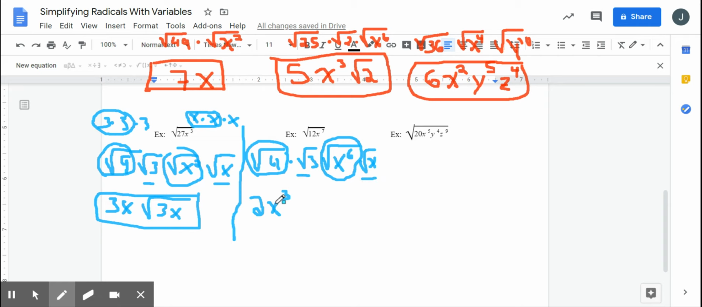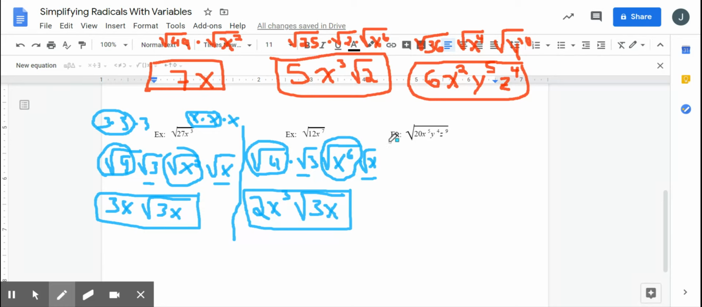Now, since we took the square root, they're going to come outside. They're going to be irrational. They're sitting outside the radical, okay? But these two, we couldn't take the square root of 3. We can't take a square root of x to the first. So those two are going to sit underneath the radical. So 2x to the third square root of 3x is going to be your simplified answer.